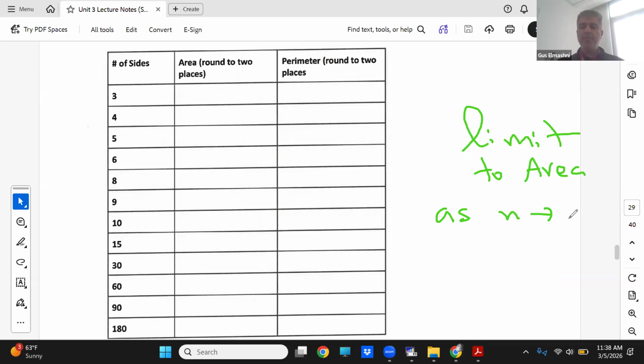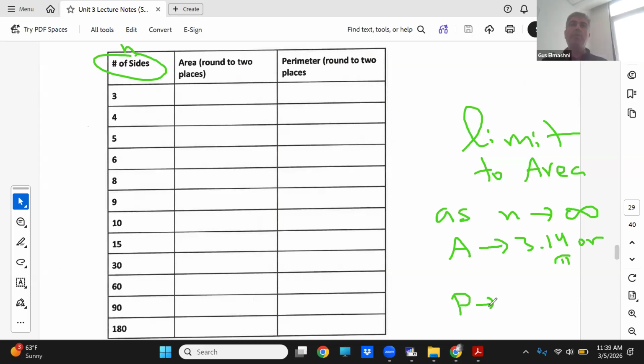So as n approaches infinity, so when n's getting large, this is n, number of sides. As n gets large, what's the area approaching? Yeah, 3.14, pi, correct. So would that be the same if the radius was 2? No, then it would be quadrupled. It'd be 4 pi. Correct. Right, because that's scale factors.